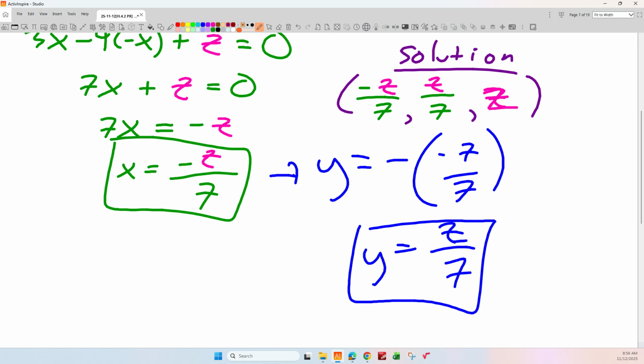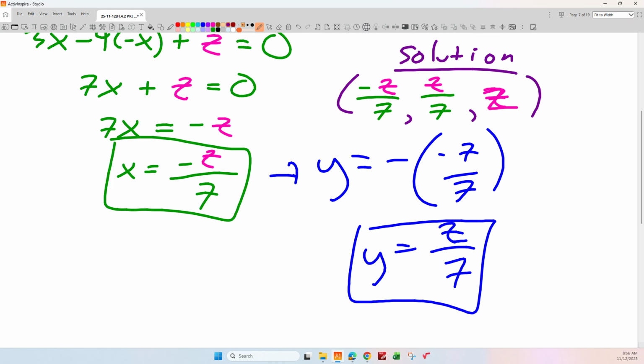So what if I pick z equals 0? What's going to be a point in three-dimensional space that lies on our solution? Yeah, I'd get 0, 0, 0, right? What if I pick z equals 1?